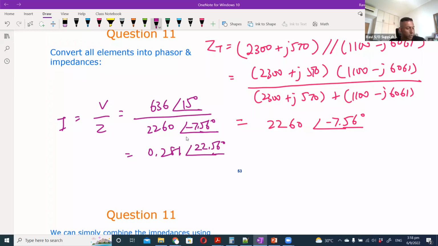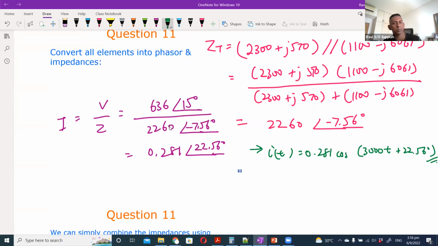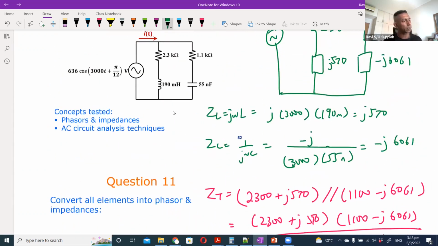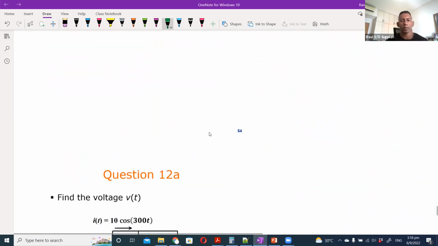degrees. This is again in the phasor form, so you need to express it in the time domain form, which would be 0.281 cosine 3000 t plus 22.56 degrees. So it's just the complex part only. It's only the complex part that is the tedious steps involved. But the rest of it is the same.